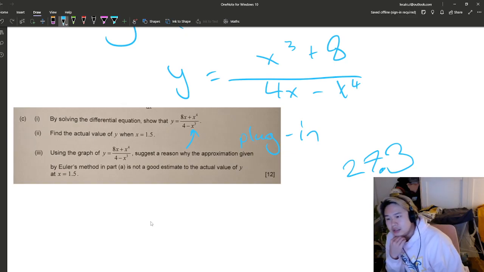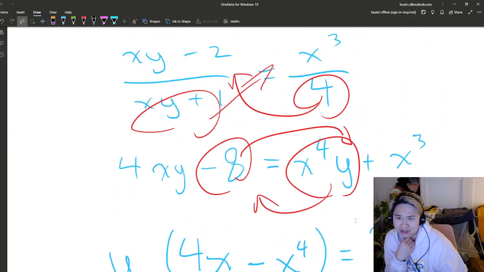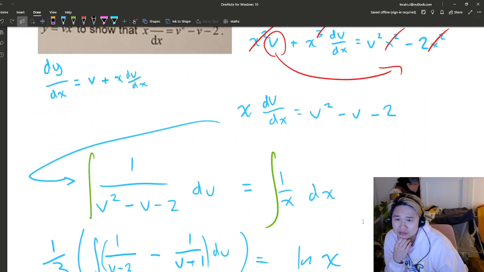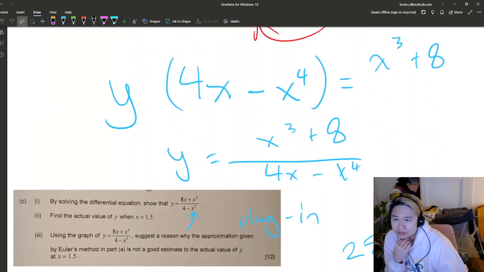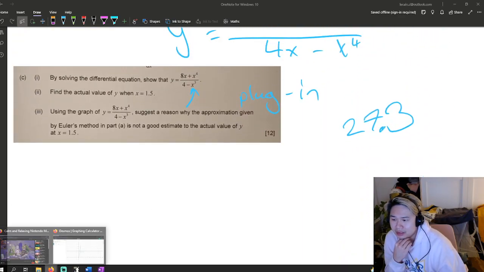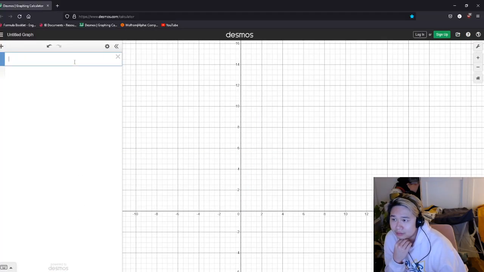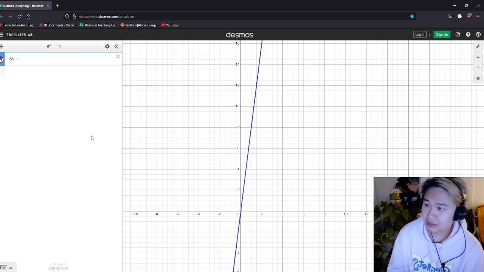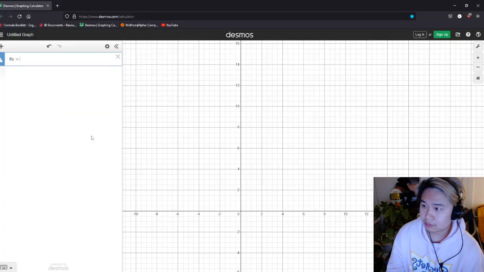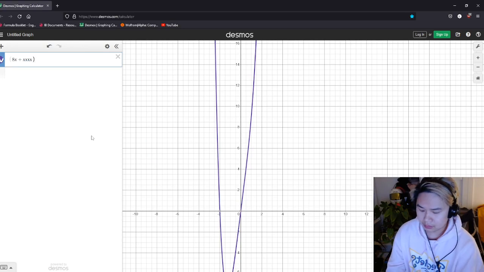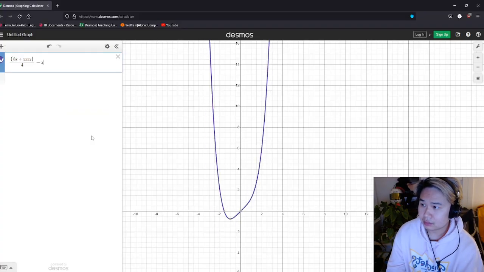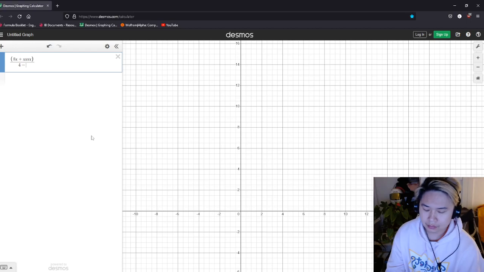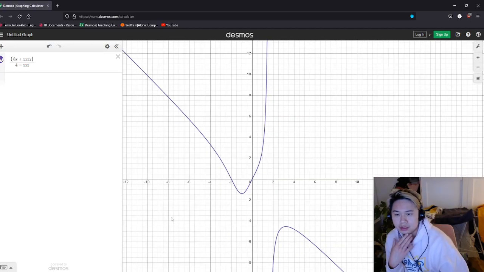And then, okay, using the graph, explain why the approximation given is not a good estimate. What did we get for our estimate? Oh, 10.69. Oh, that's way off. Okay, using the graph. Okay, let's see what the graph looks like. So 8x plus this over 4 minus x to the cube. Whoa, okay.